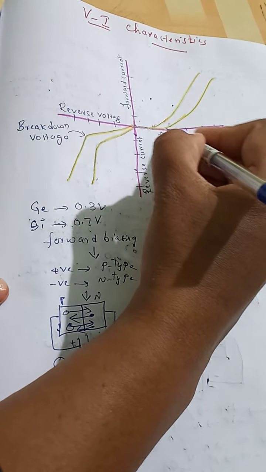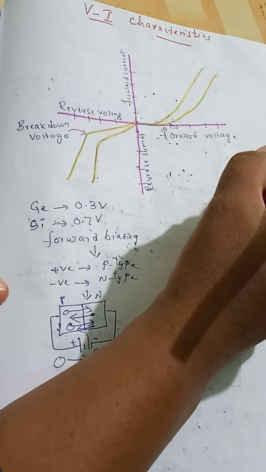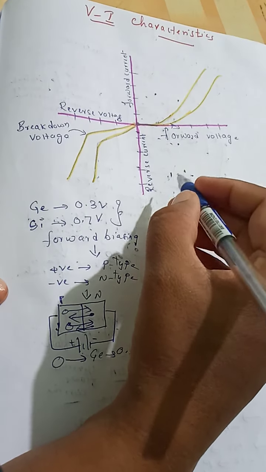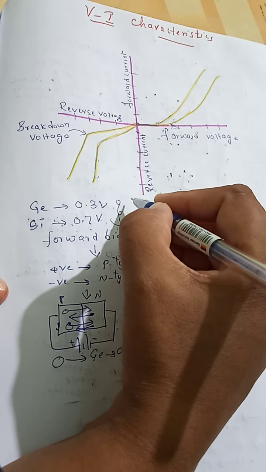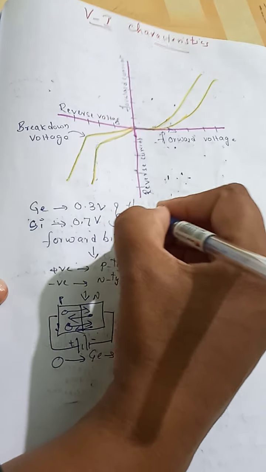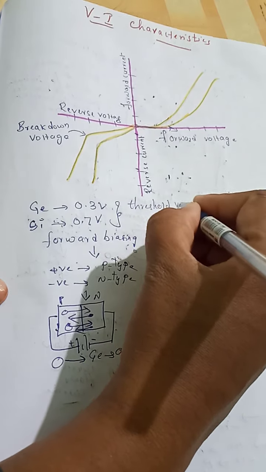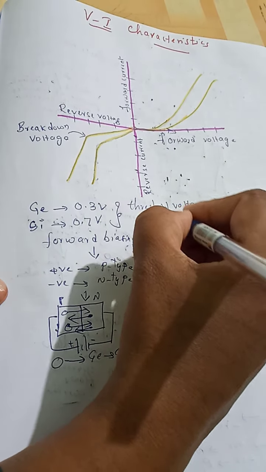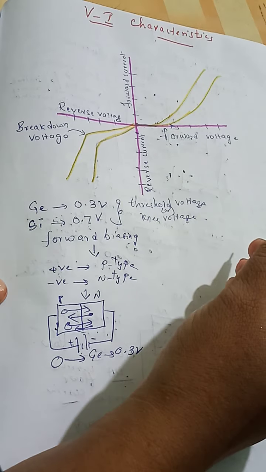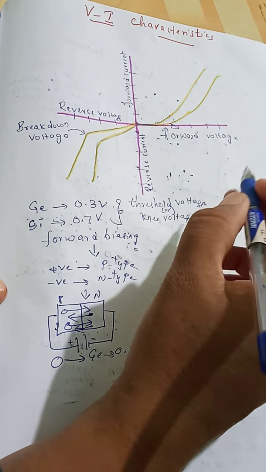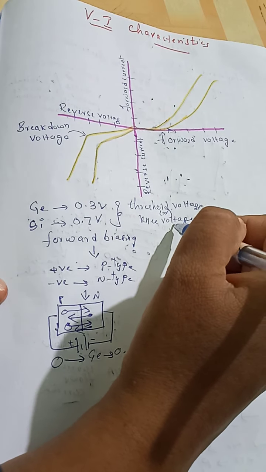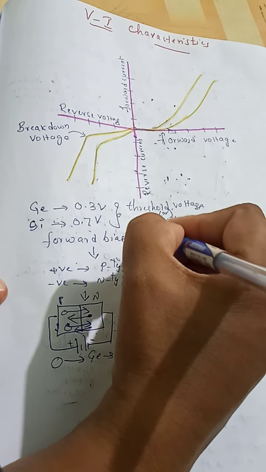Now this particular value of voltage at which forward current starts flowing, we call it as threshold voltage or knee voltage. The particular forward voltage at which the forward current starts flowing, we call it as threshold or knee voltage or cut-in voltage.